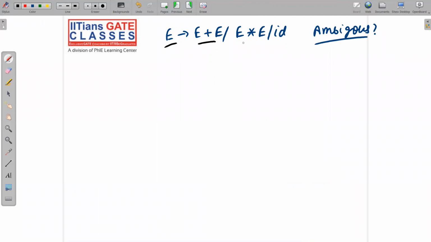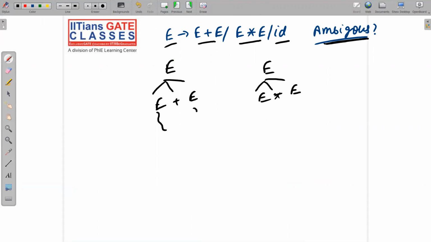See, E goes to E plus E, E star E and ID. Is it ambiguous? Yes, obviously it is ambiguous. Take a string W. Again, same problem. E goes to E plus E, or you say E goes to E star E. So again, two paths. When there are two paths, obviously two parse trees. That will create a very big problem for us, so hence the grammar will be ambiguous.